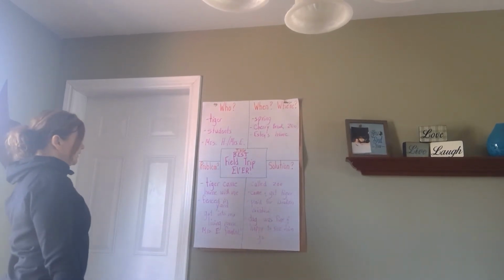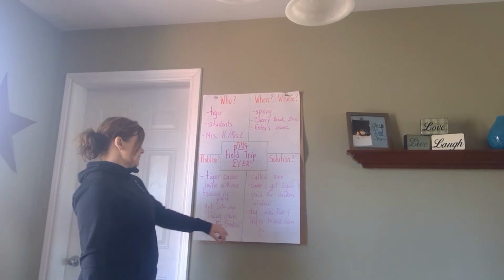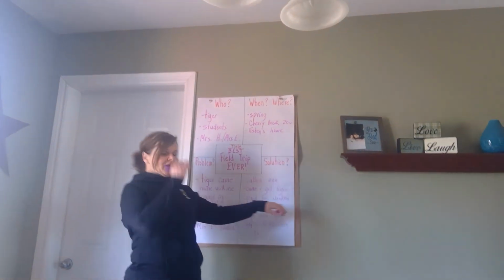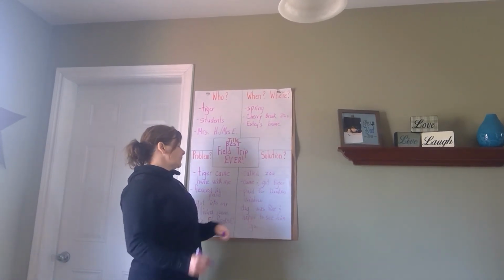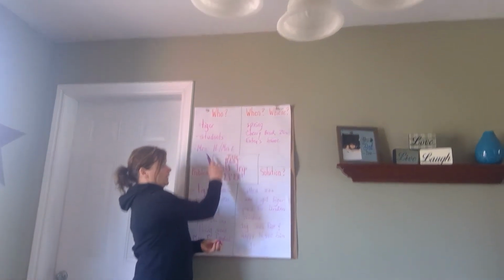Okay. So the tiger came home with me. We have a fenced-in yard. It got into my living room. Mrs. Esty freaked. The solution, we called the zoo. They came and got the tiger. We paid for the broken window. They paid for the broken window. The dog was fine and happy to see him go. So it's just a general graphic organizer in point form.